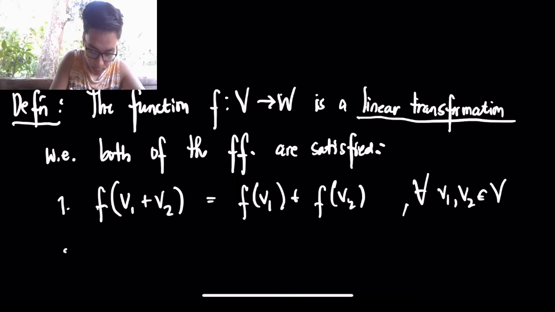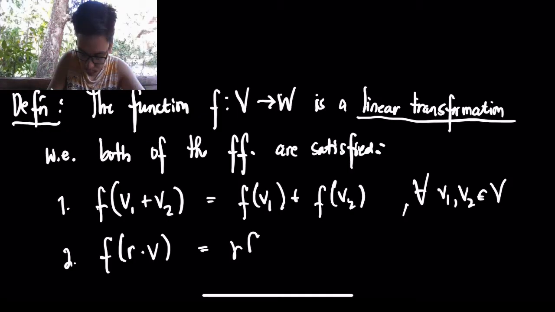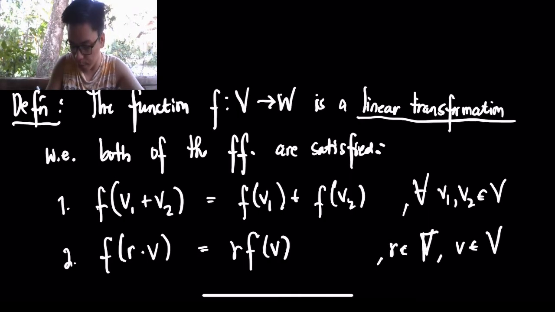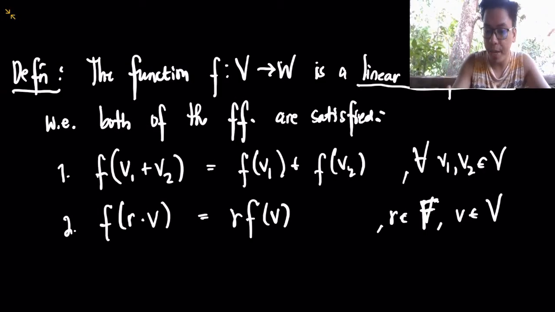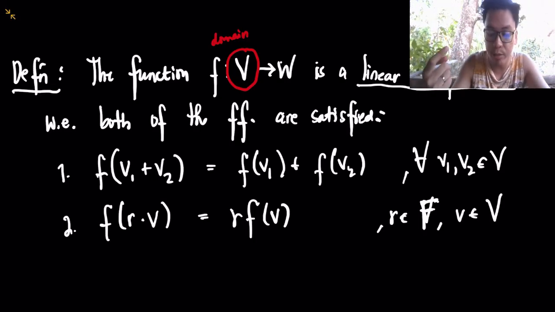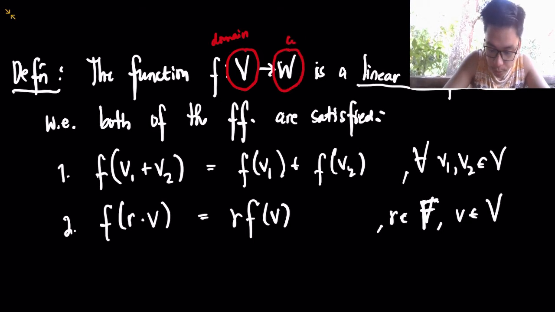And number two, f(rv) = r f(v) holds for all r in F and for all v, of course, in V. By the way, your r here should be in the field F because V and W are actually vector spaces over a field F. Recall that in your basic study of elementary functions, V here is actually the domain. This is the same with the linear transformation: V is the domain of your f, and W is the codomain.